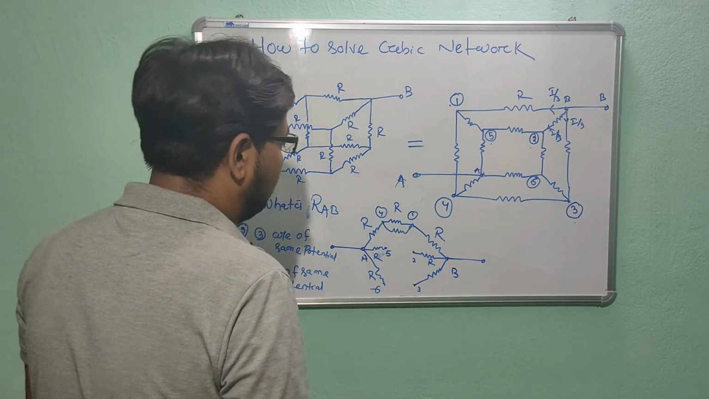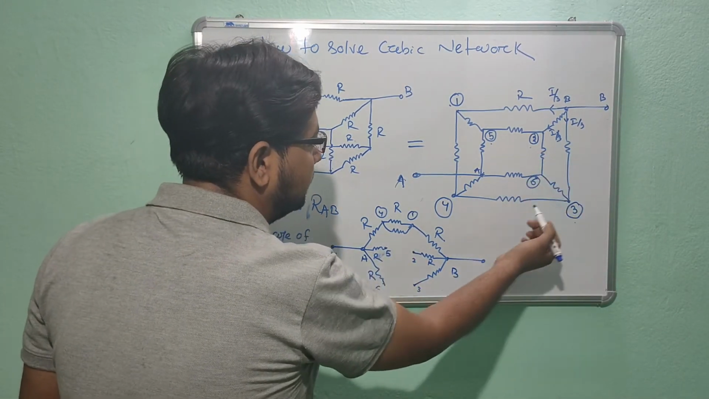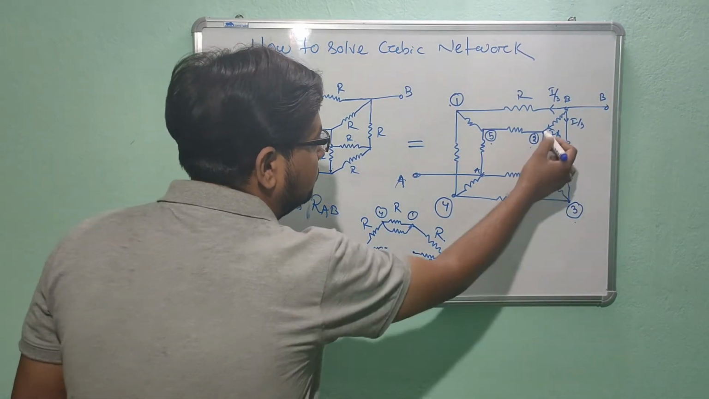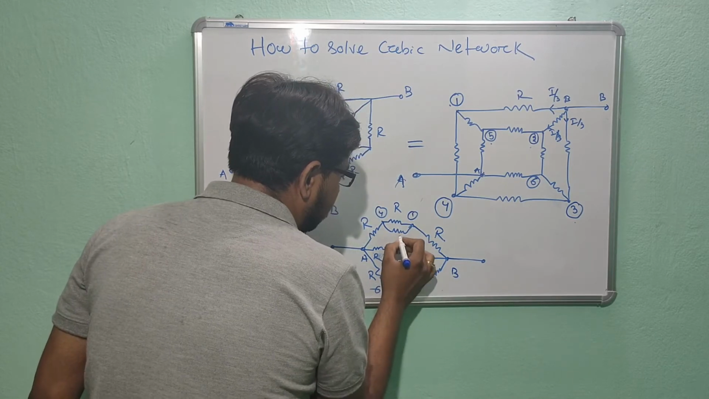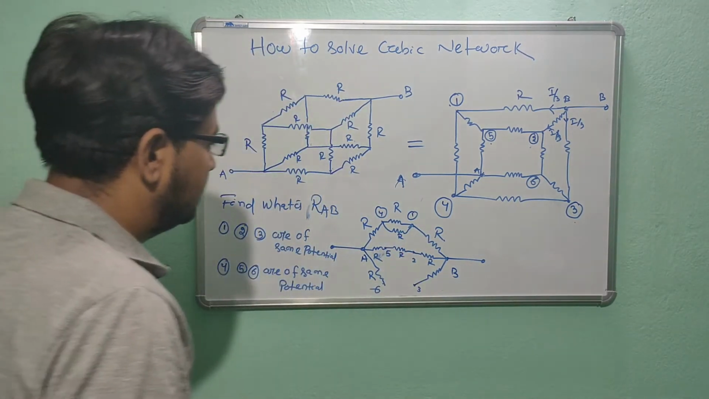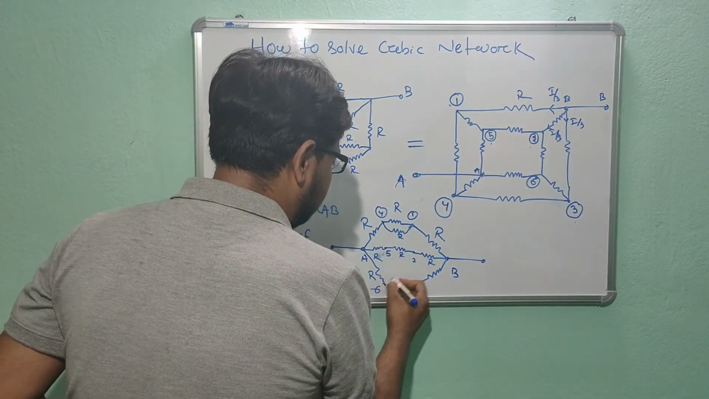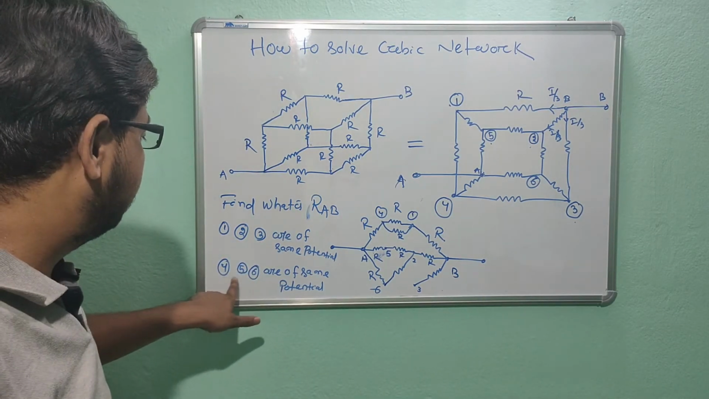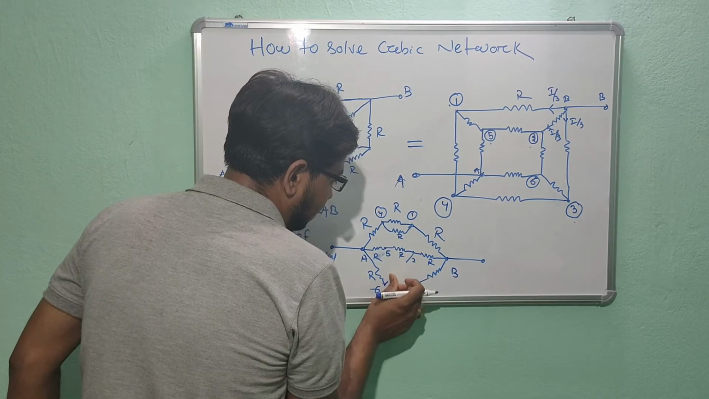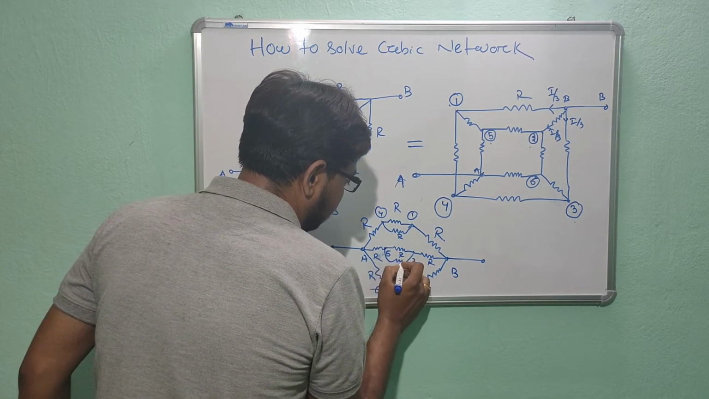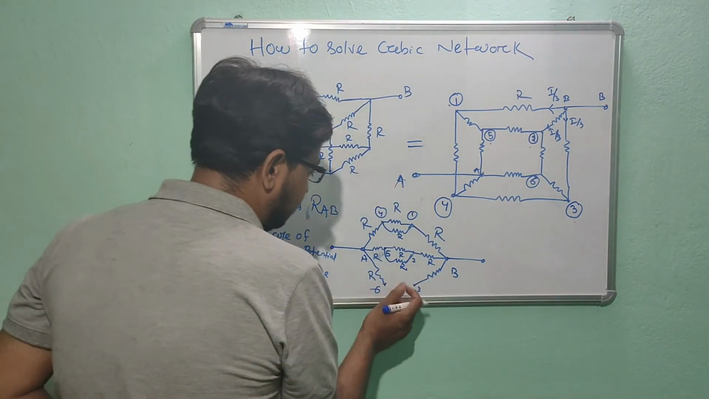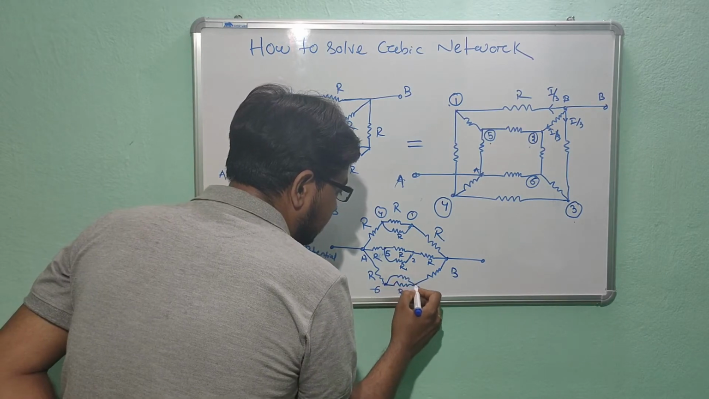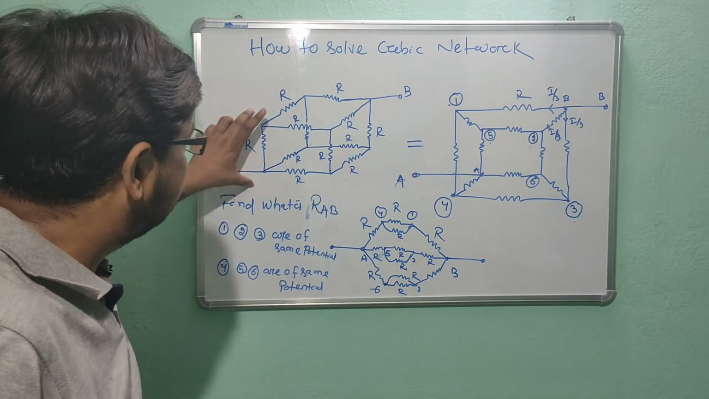Now 5 to 2, there is a resistor R. And 2 to 6, there is a resistor. But 1, 2, 3 are of the same potential and 4, 5, 6 are of the same potential. So instead of connecting this point, I will connect 5 to 2, this is your R. Same 6 to 3, there is a resistor R. Now you reduce this cubic network to this network.